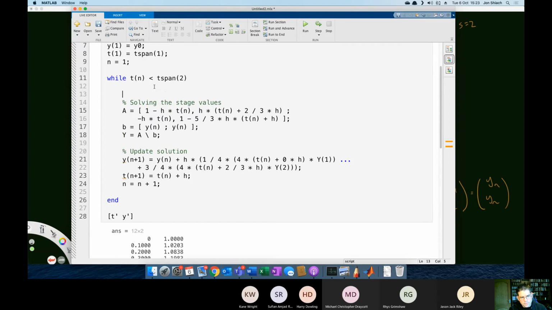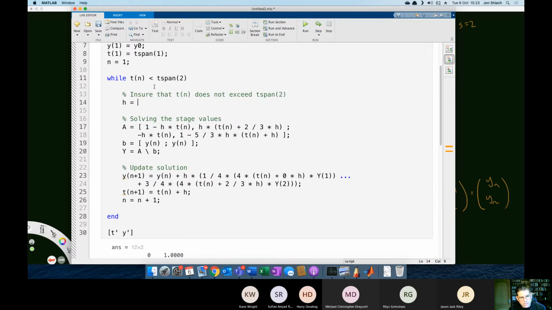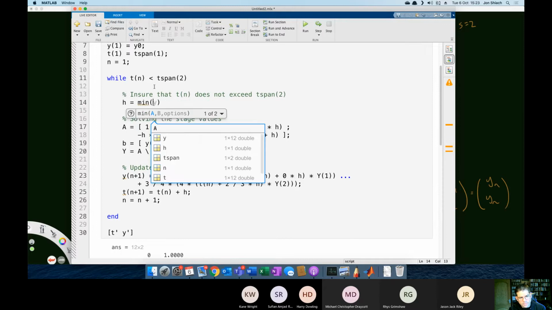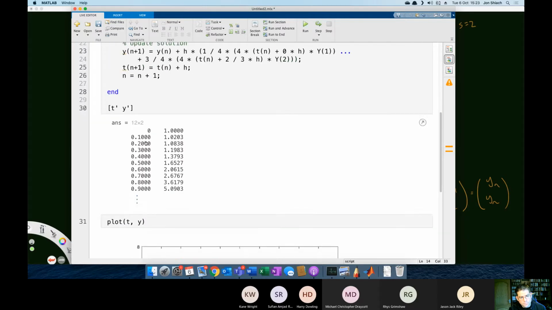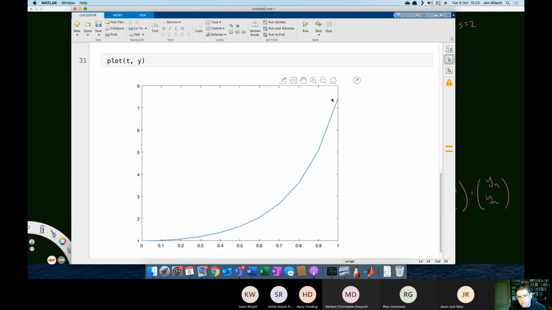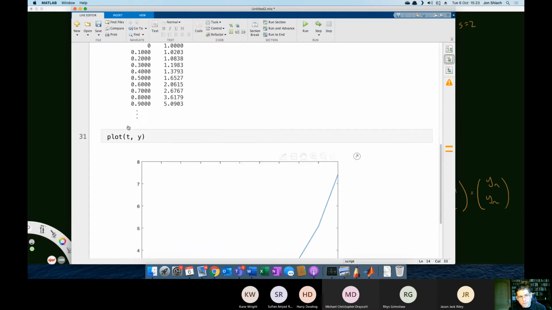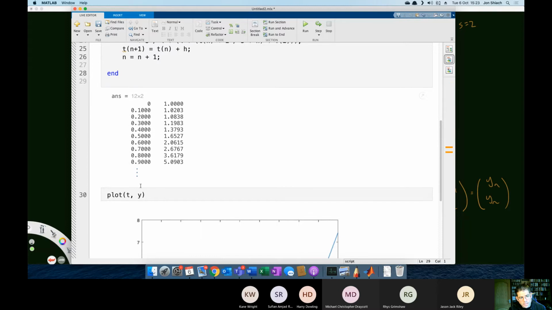So to stop that, I'm going to ensure that t does not exceed t span 2, and the way we do that is we set h to be the minimum of h, or t span 2 minus tn. So if I run that again, you can see it stops at 1. So that's my solution using that implicit Runge-Kutta method.